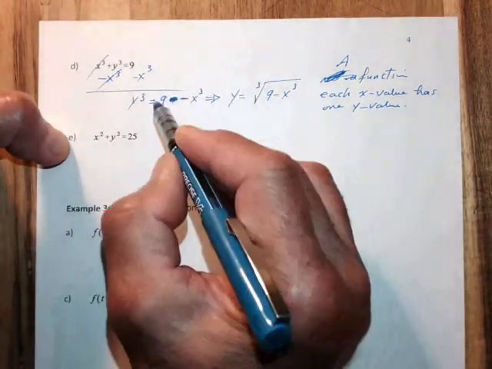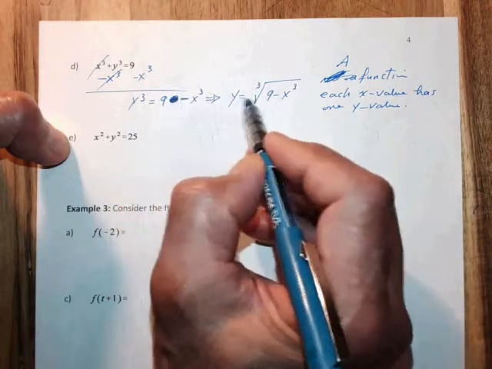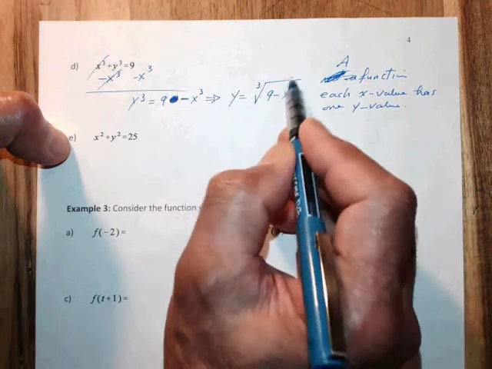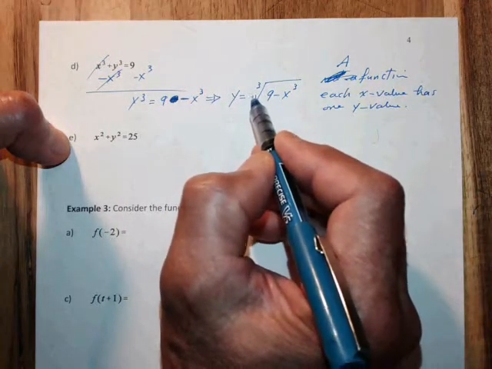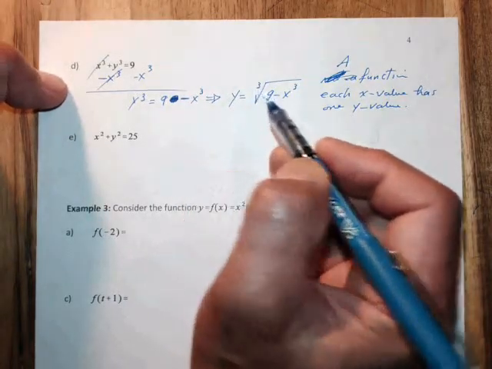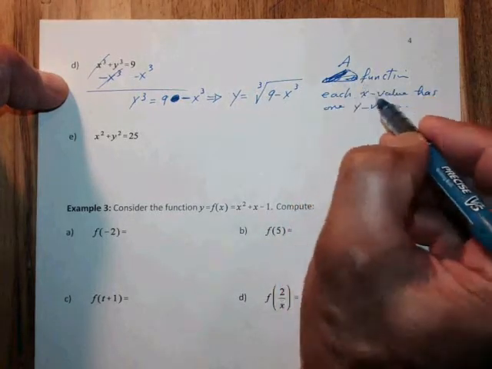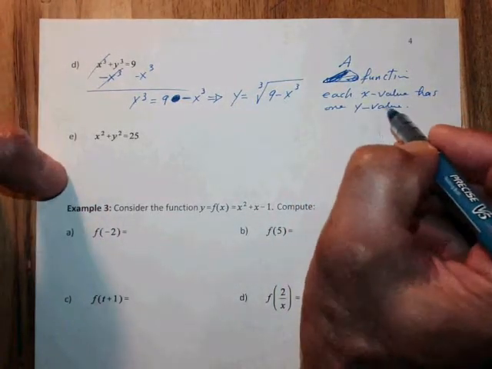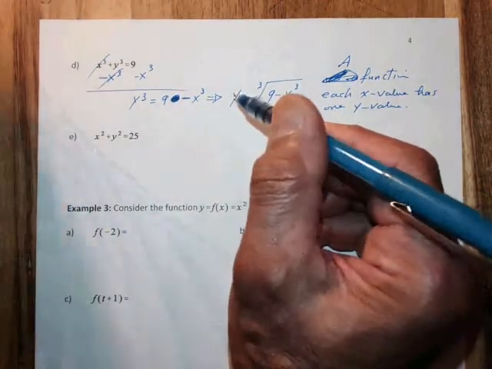And then I take the cube root of both sides. I get y equal to the cube root of 9 minus x cubed, and notice that I don't have plus or minus here because I'm taking an odd root, the third root. So clearly this is a function, because each x value will have one value only. So it doesn't matter what you choose for x, you always get one value for y.